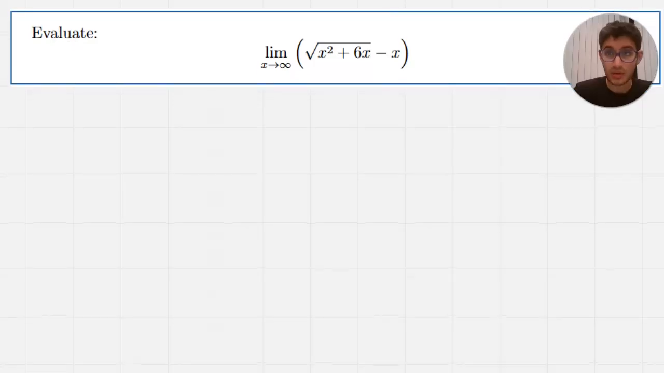Okay, and so we have another question before us now. This is a limit question. We're given the limit as x goes to infinity of this. And this looks a little bit complicated, but we can probably figure out something to do with it.